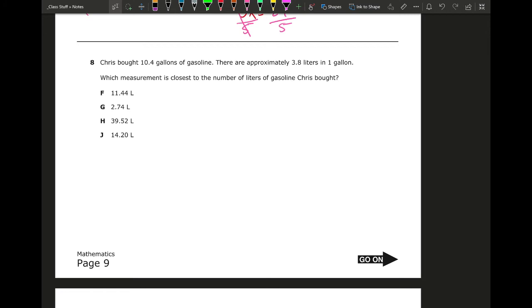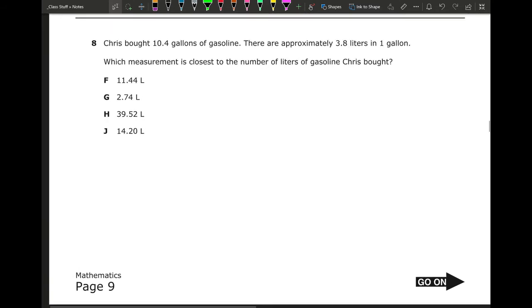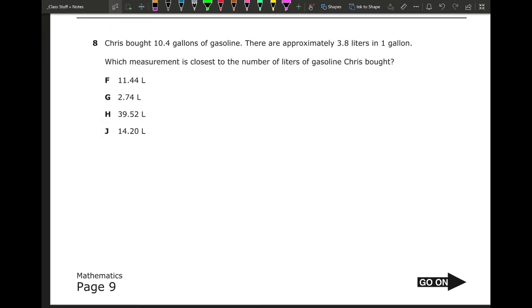Number 8: Chris bought 10.4 gallons of gasoline. There are approximately 3.8 liters in 1 gallon. What measurement is the closest to the number of liters of gasoline Chris bought? So we're going to have to do a unit conversion. We also provide you with the conversion sheet right after the formula sheet, but over here, they're telling you what the conversion is.